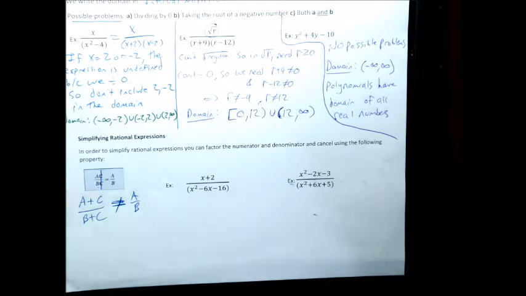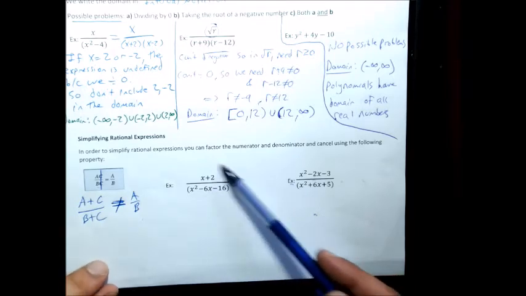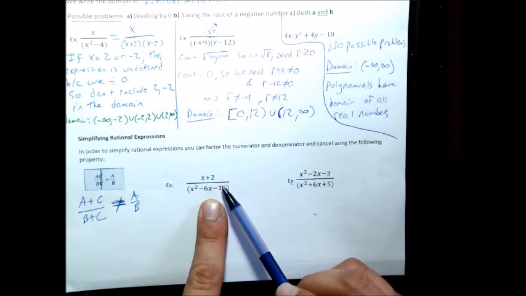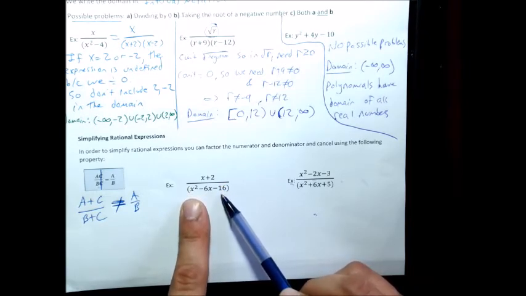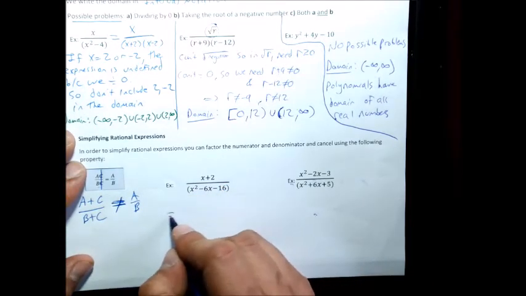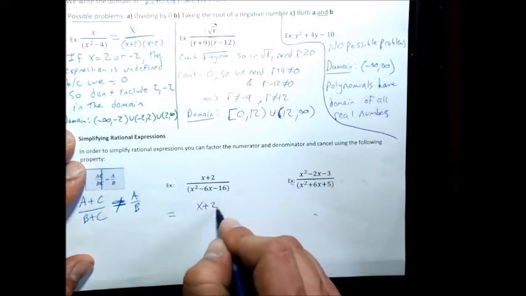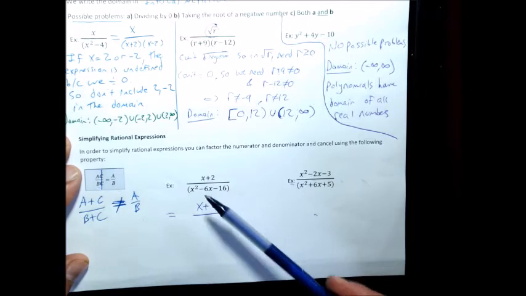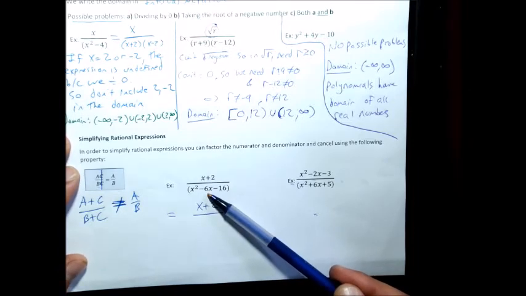And the way we usually see these problems is we have some factors, and the factors end up canceling. So on this first one, let's take a second and think about how we could factor the denominator here. The numerator can't be factored. But the denominator, what are factors of negative 16 that add up to negative 6?